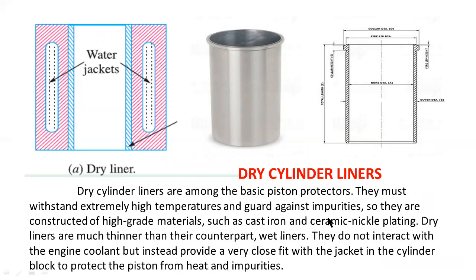The dry liners are among the basic piston protectors. They must withstand extremely high temperatures and guard against impurities. So they are constructed of high-grade materials such as cast iron and ceramic nickel plating. Dry liners are much thinner than their counterpart, wet liners. They don't interact with the engine coolant, but instead provide a very close fit with the jacket in the cylinder block to protect the piston from heat and impurities.